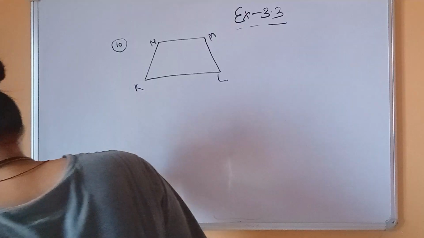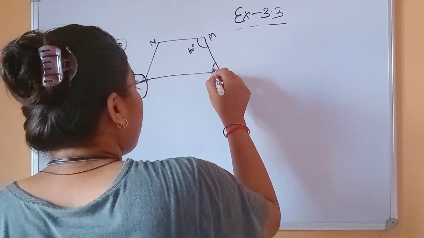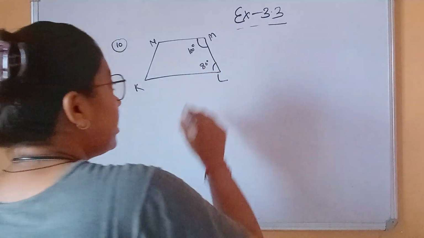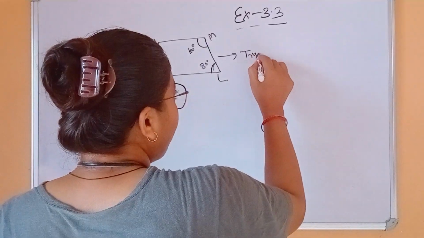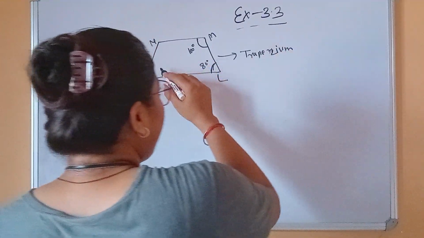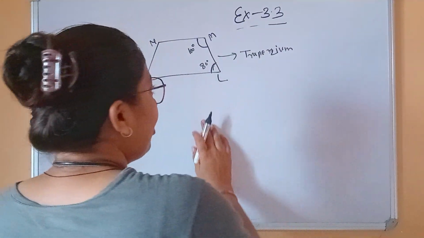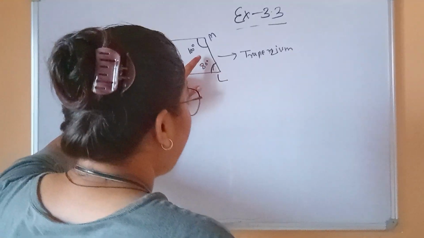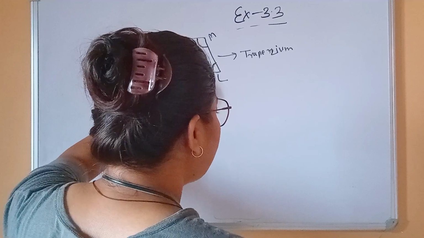Okay. So here 100 degree and 80 degree. Say that this figure is a trapezium. You see here that two sides are parallel, so we can write that in a parallelogram the internal angles are supplementary. That means the sum of adjacent angles is equal to 180 degree.